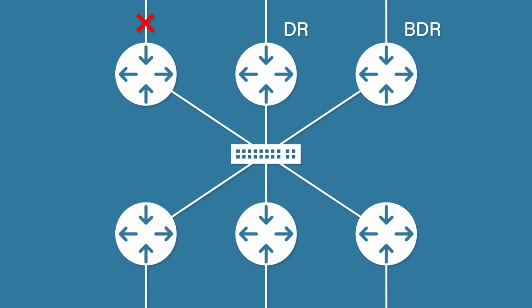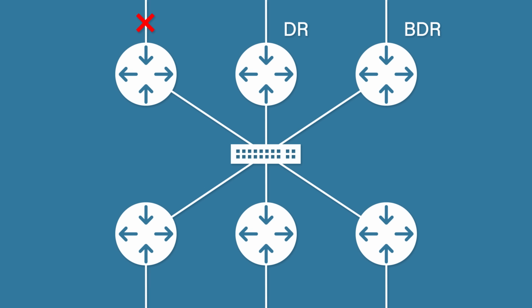Instead, a DR and BDR is elected. The election of a DR and BDR is done based on the highest OSPF priority. Now, the priority is set to 1 by default, but this can be changed to influence the election. If the priority ties, then the election is based on the highest router ID.